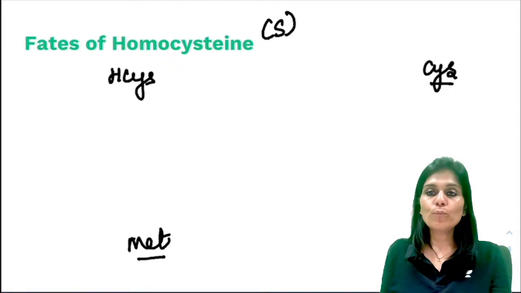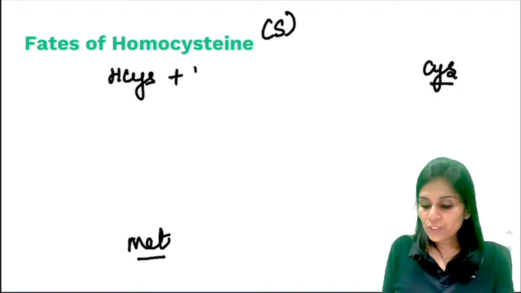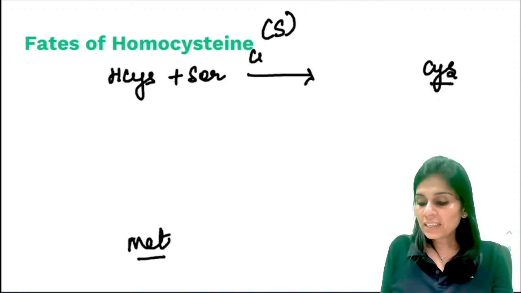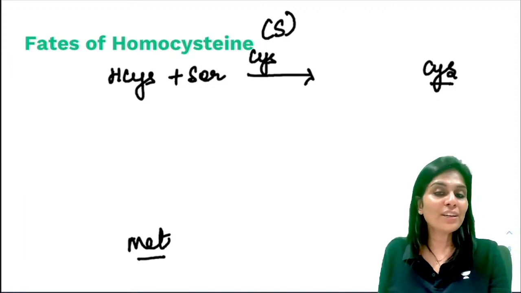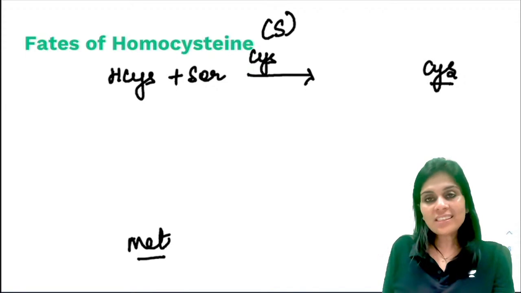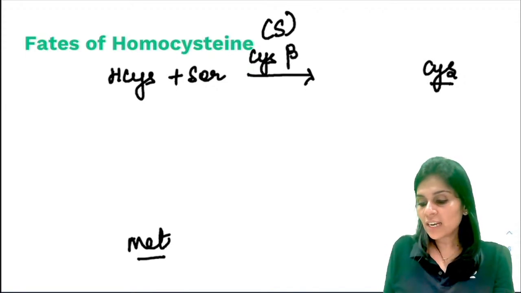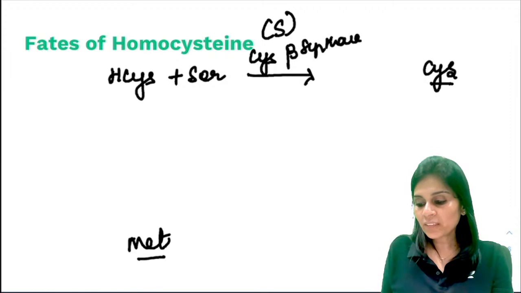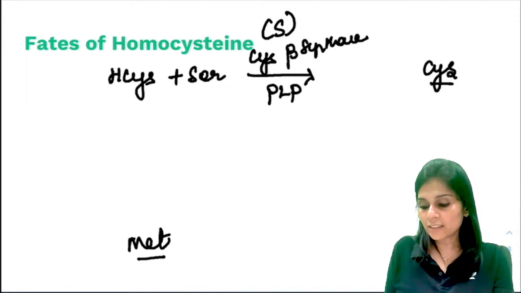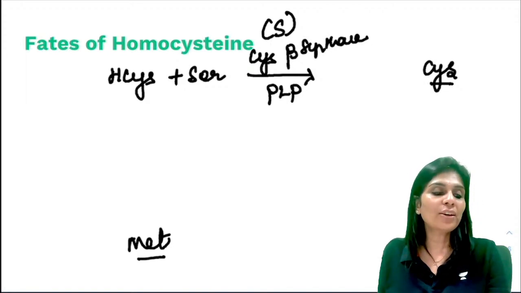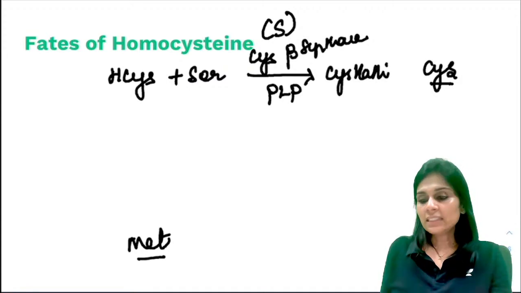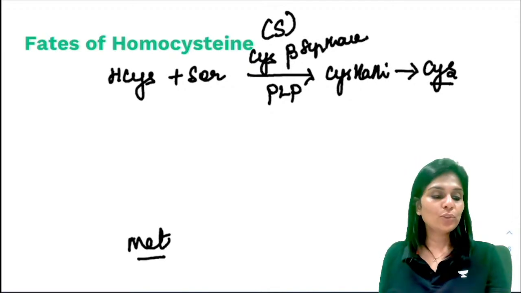How do we convert homocysteine to cysteine? Homocysteine reacts with serine. The enzyme is, please listen to this discussion because it's a favorite topic of FMG. They keep asking you about homocystinuria. So homocysteine reacts with serine in the presence of cystathionine beta synthase. Yeah, the enzyme is cystathionine beta synthase, and this is B6 dependent, or it is dependent on pyridoxal phosphate. What does it form? It forms cystathionine. This cystathionine then gets converted to cysteine.